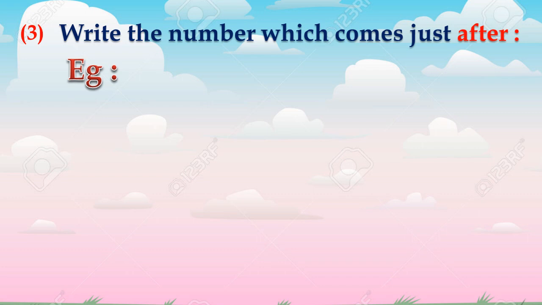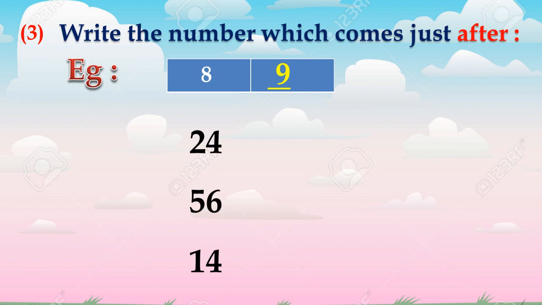Write the number which comes just after. Which number comes after number 8? The number 9 comes after number 8. Which number comes after 24? The number 25 comes after the number 24. Next one is 56. Which number comes after the number 56? The number 57 comes after 56. Next is 14. Which number comes after 14? The number 15 comes after the number 14.